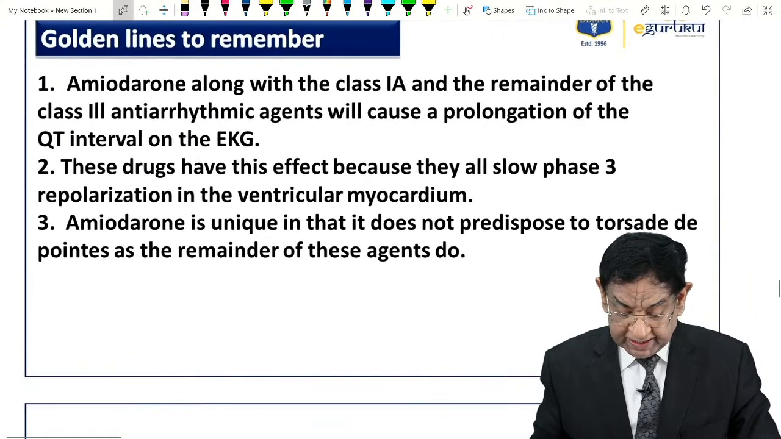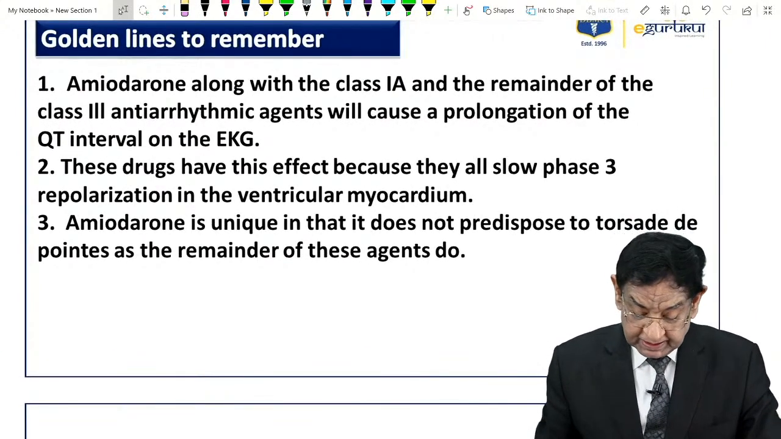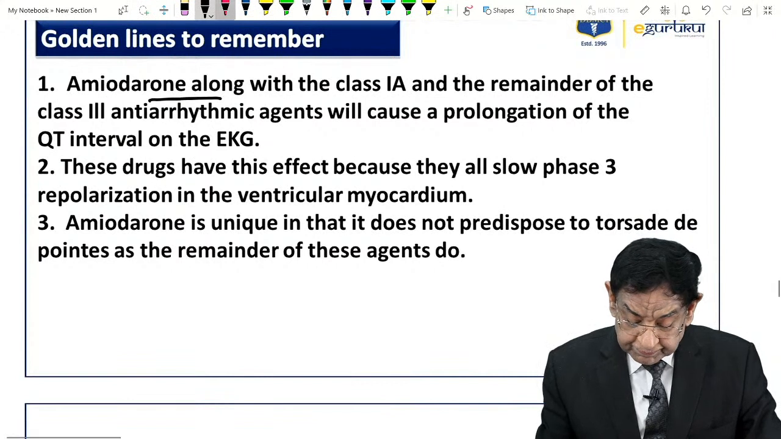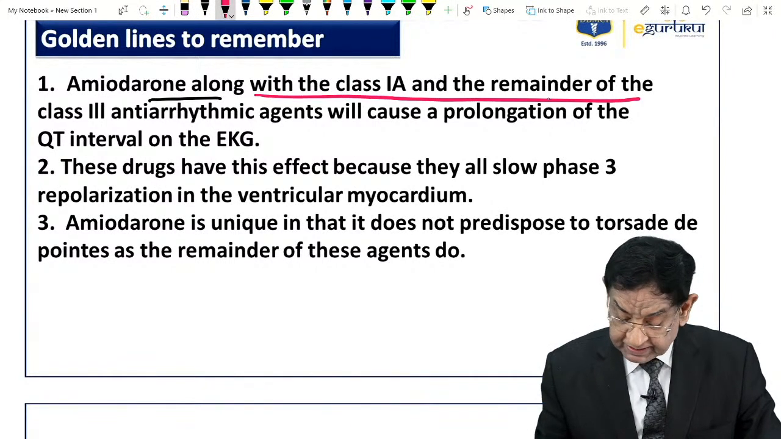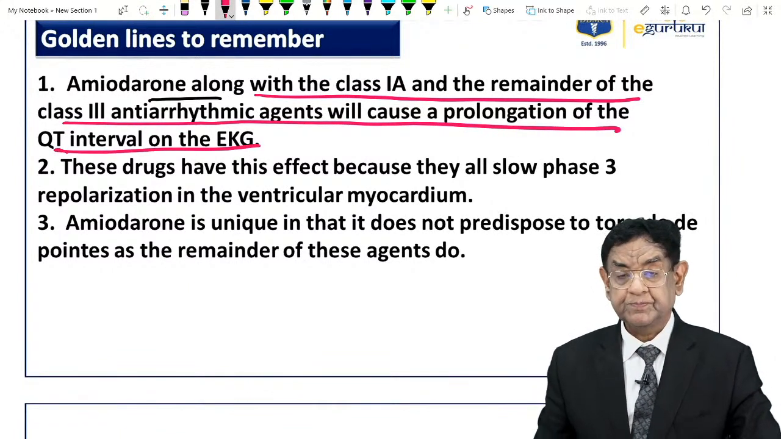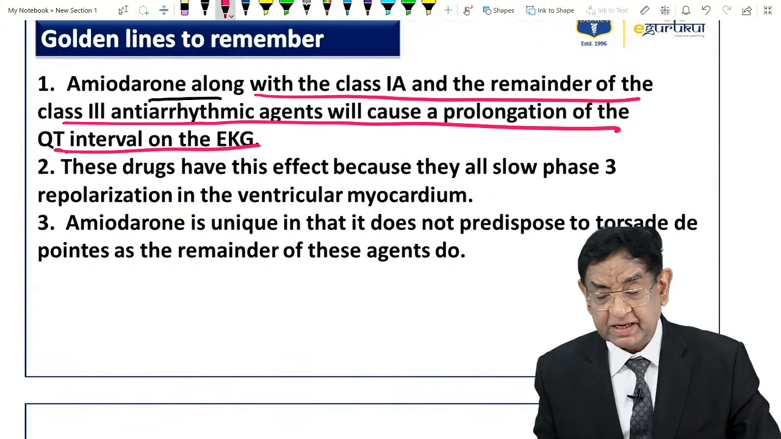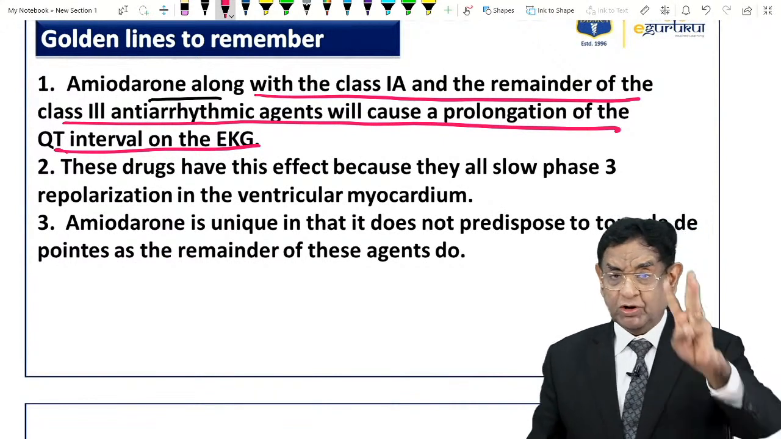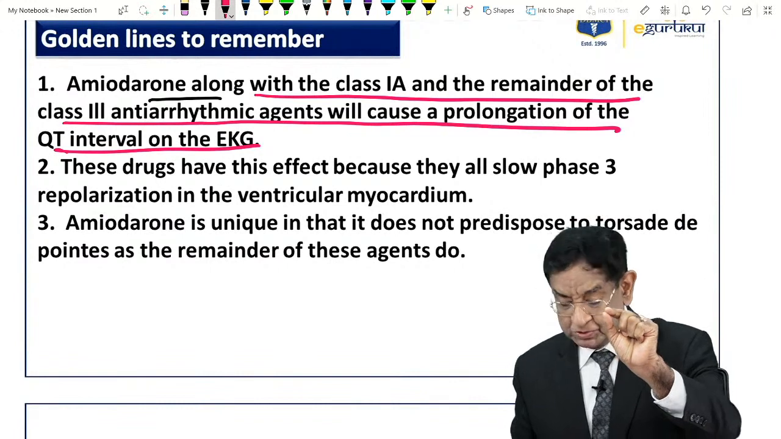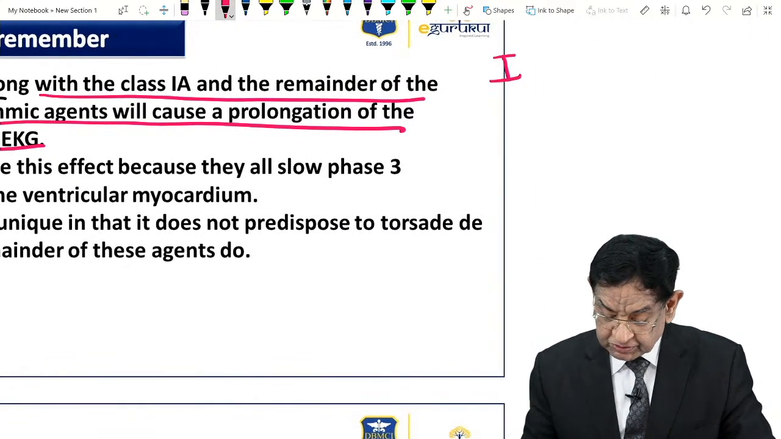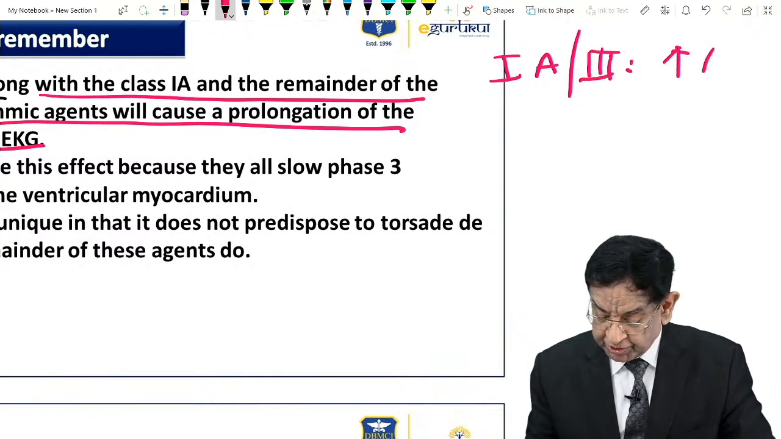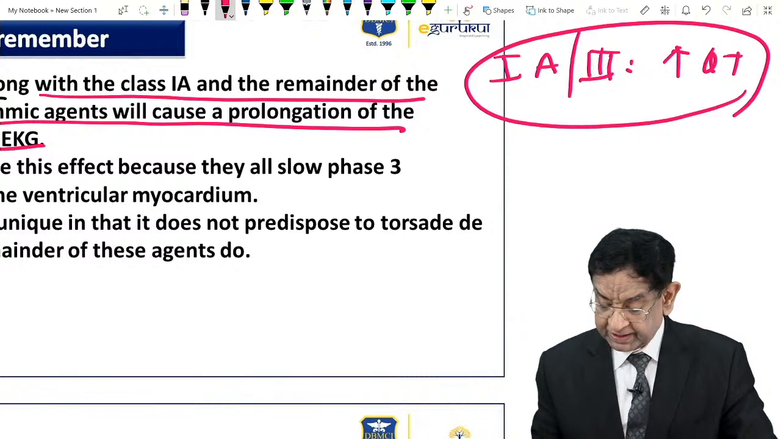So, golden line to remember: amiodarone along with class 1A drugs and the remainder of class 3 drugs, they cause prolonged QT interval. Remember, the class 3 drugs, what the other class 3 drugs are I'm going to discuss in the coming slide, they all lead to prolonged QT interval. So in a nutshell, class 1A and class 3 cause prolonged QT. Very simple, right?